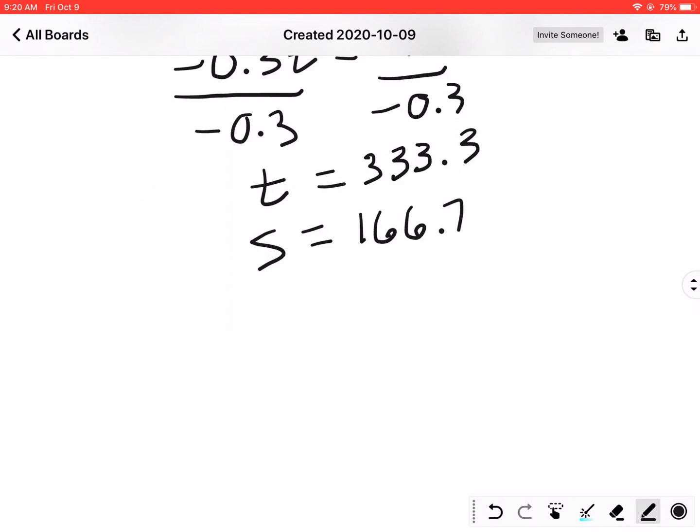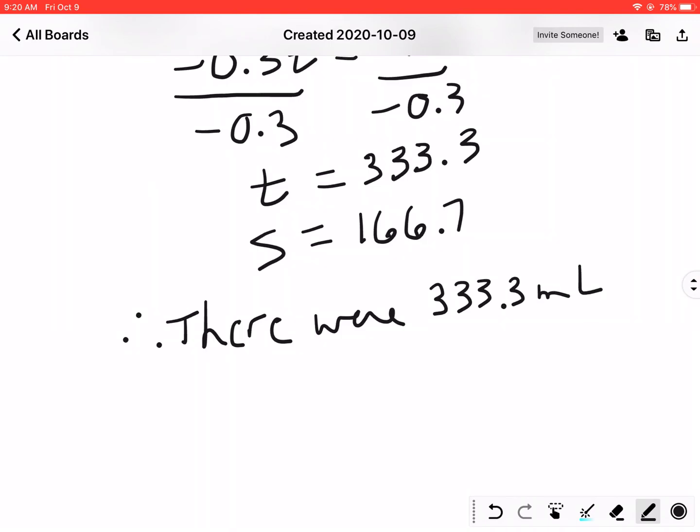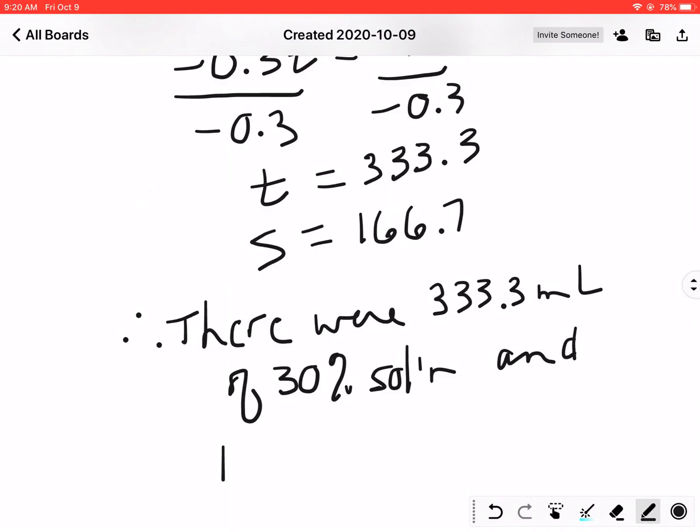Last step. Therefore, there were 333.3 milliliters of 30% solution and 166.7 milliliters of 60% solution.